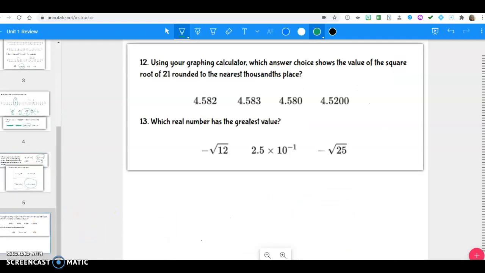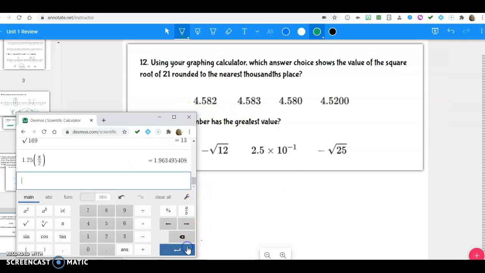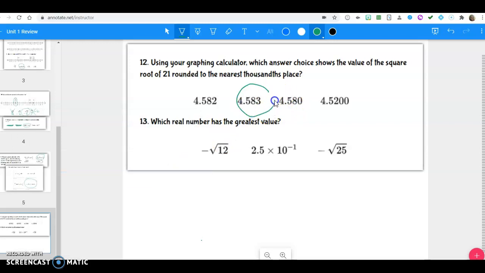All right, and so now we're down to our last two equations here. So I'm going to take a look at the square root of 21, rounded to the nearest thousandths place. So square root of 21, I get 4.582. Remember, when we're rounding, the number next to it will determine if it goes up, down, or stays the same. So this 5 causes this 2 that's in the thousandths place to round up. So 4.583 would be my answer here.